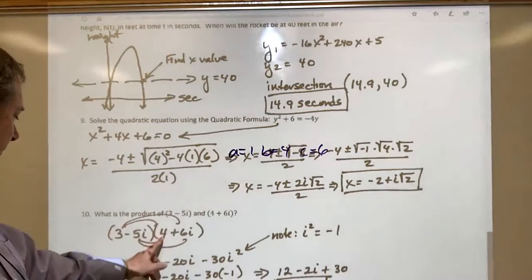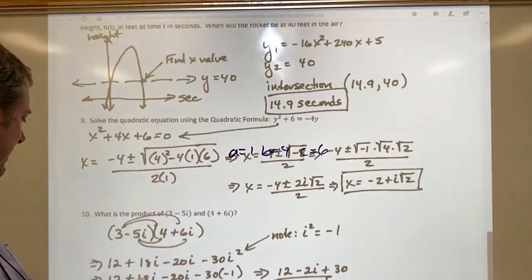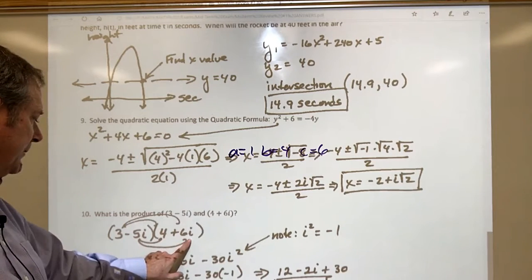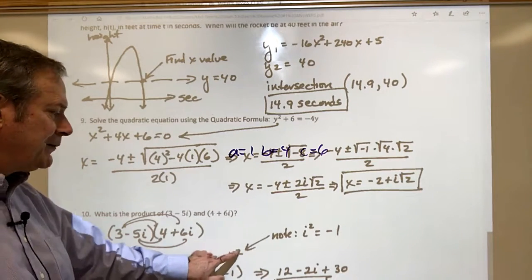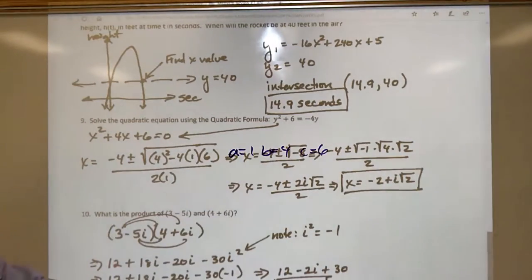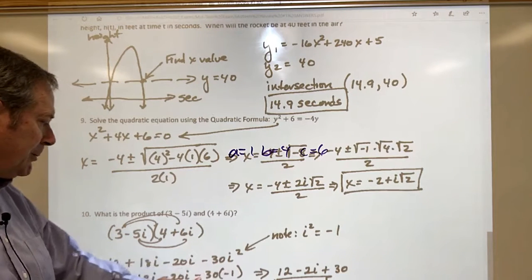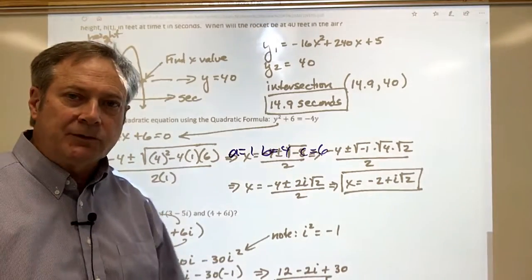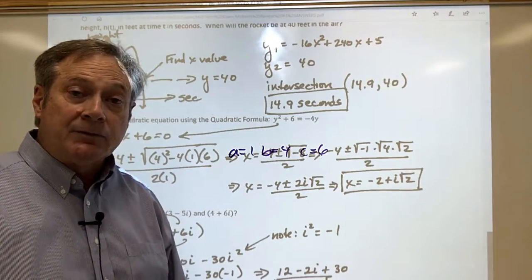So we go 3 times 4 is 12, 3 times 6i, 18i, negative 5i times 4, negative 20i, negative 5i times 6i is negative 30i squared. Okay, again, note, i squared is negative 1. And we combine those inner terms, and we'll end up adding a 12 with what now becomes a positive 30. And we get 42 minus 2i. And that's review number 1.